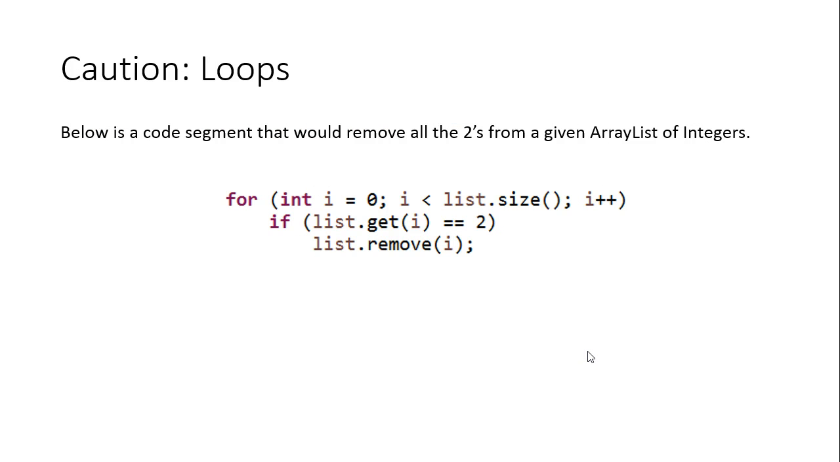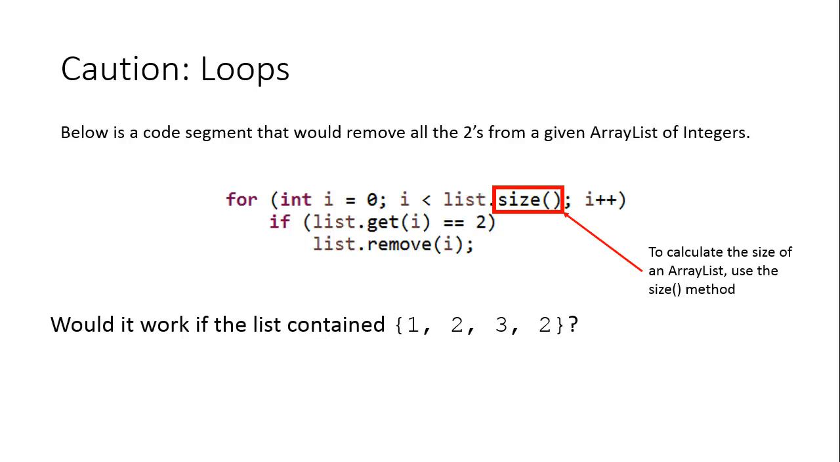So below is the code segment that will remove all 2's from a given array list of integers. This is a pretty common kind of algorithm that you need to know how to do. So my first question is for you. Oh, pardon me. Let's highlight this point here. To calculate the size of an array list, we use the size method. We don't use .length, we use .size.